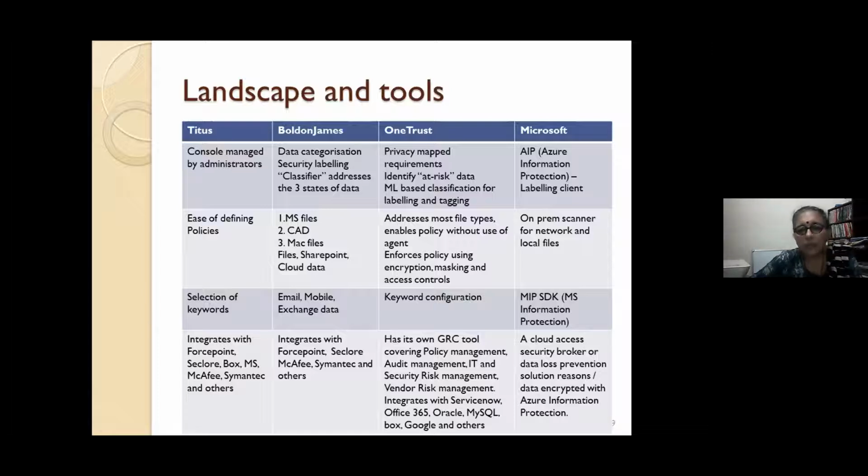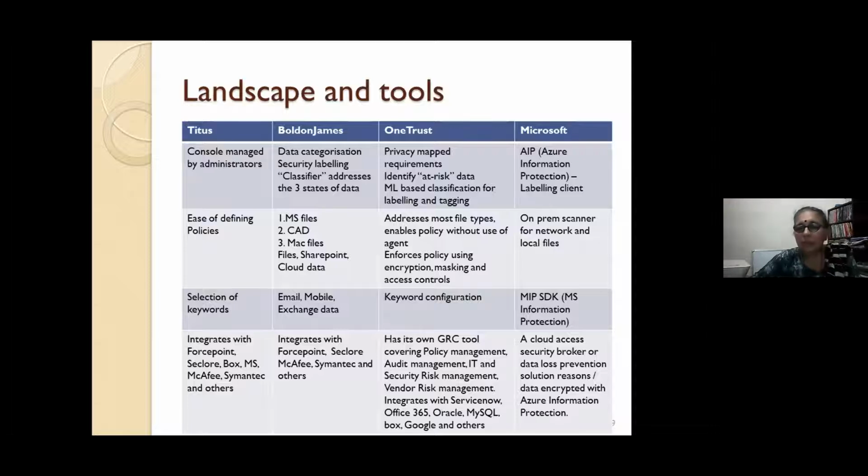Now, coming to OneTrust. OneTrust is basically a privacy-based tool. It is more from a governance perspective and catering to the requirements of regulations across the globe from a privacy standpoint. But they have also implemented some ML-based modules, and they have a concept of looking at the at-risk data. So basically, you need to categorize the data, whether it is at high, medium, or low risk, and then put the label and then tagging and so on.